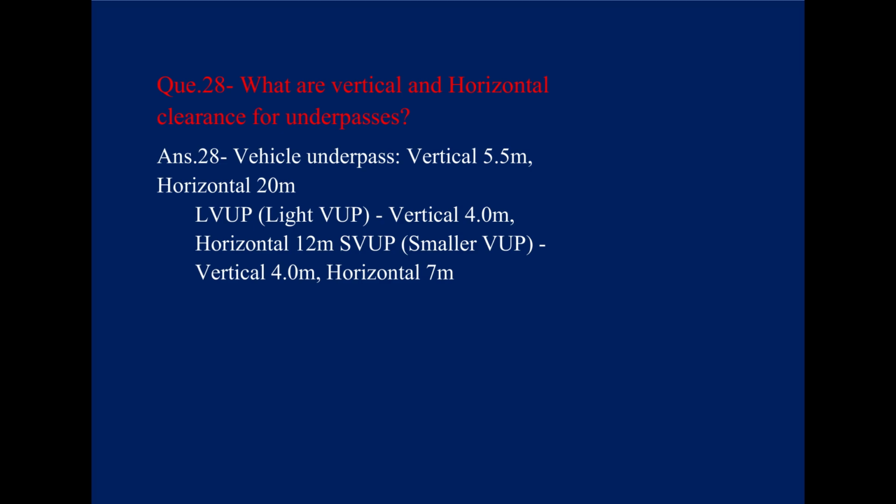Question: what are vertical and horizontal clearance for underpasses? Answer: vehicle underpass, vertical 5.5 meter, horizontal 20 meter. LVUP, light vehicle underpass, vertical 4.0 meter, horizontal 12 meter. SVUP, smaller vehicle underpass, vertical 4.0 meter, horizontal 7 meter.